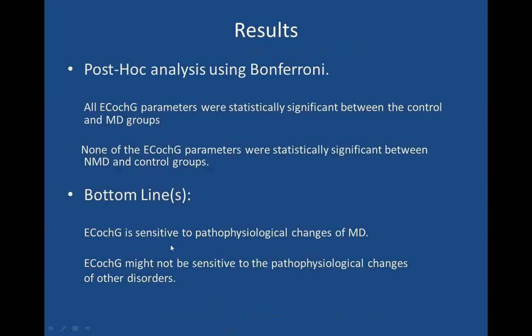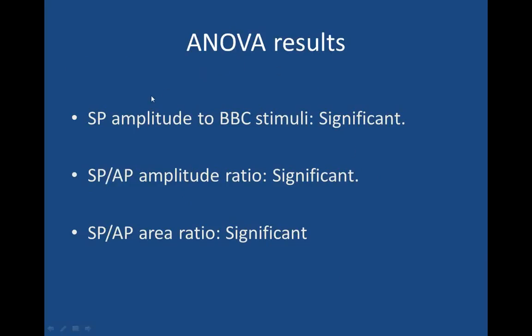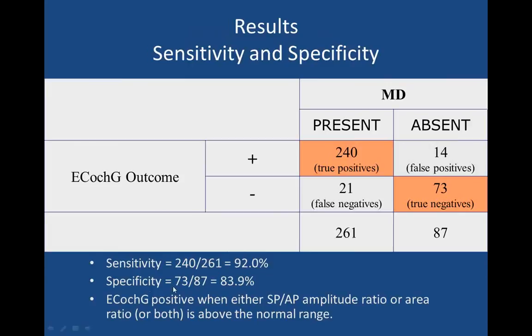And our results showed that ECoG is certainly sensitive to the pathophysiological changes of Meniere's disease, and might not be sensitive to changes for other disorders, which is good. We found that the SP amplitude to broadband click was significant, as was the amplitude ratio. In other words, that was a significant feature of ears with Meniere's disease, but the sensitivity of this finding was still roughly only 65%. When we included the SP-AP area ratio, however, which was significant, our sensitivity improved to 92%. Our specificity remained high at roughly 84%.